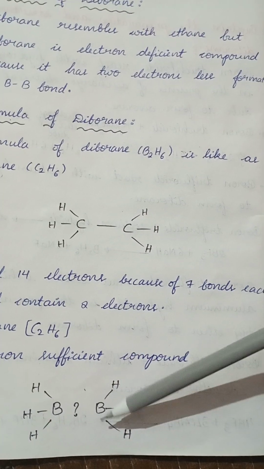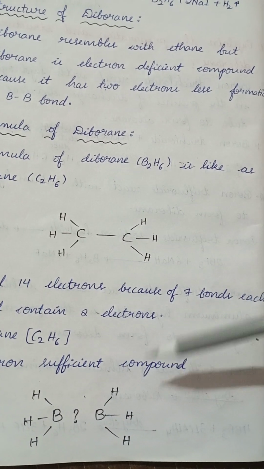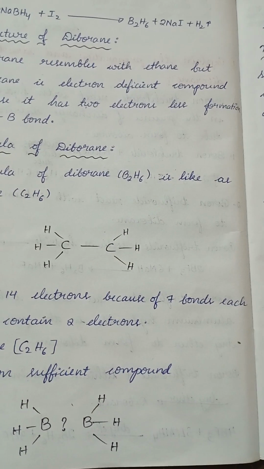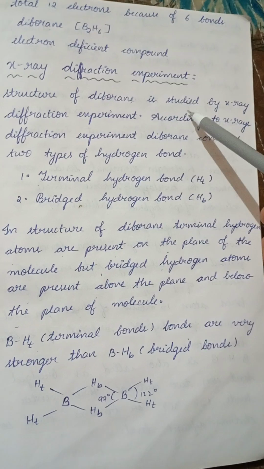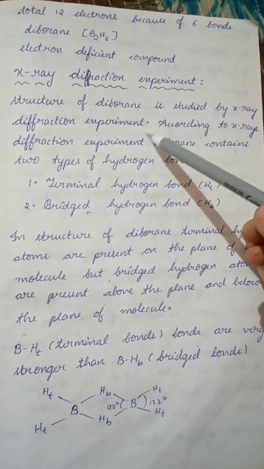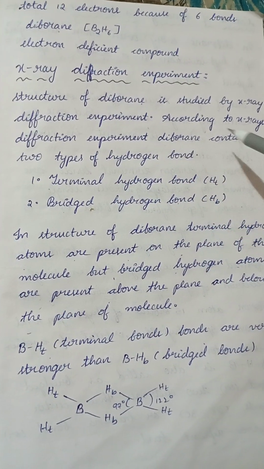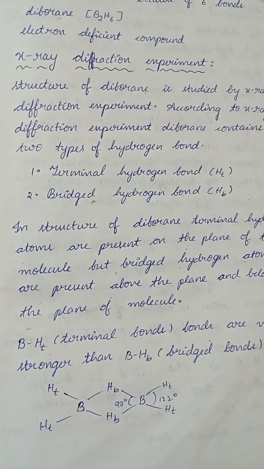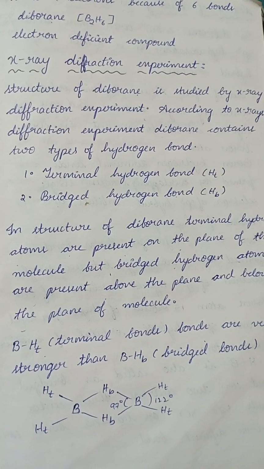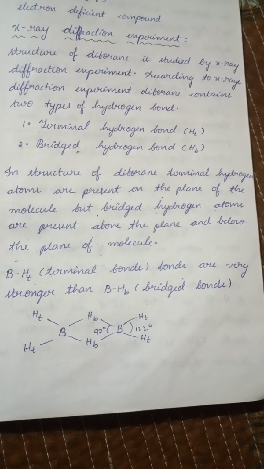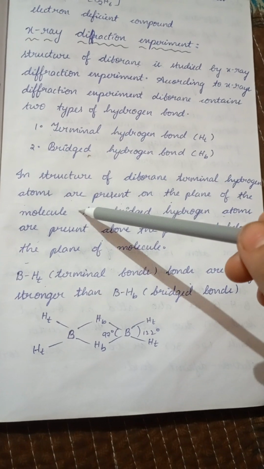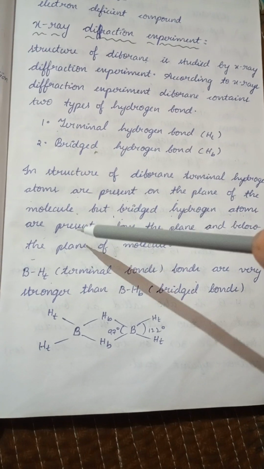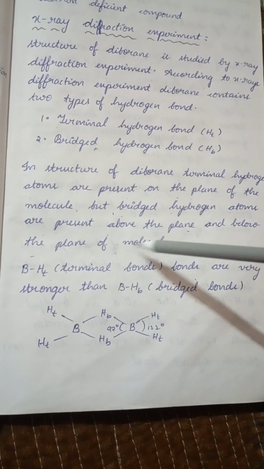To find more about this structure, we came to an experiment, that is the X-ray diffraction experiment. Structure of diborane is studied by X-ray diffraction experiment. According to X-ray diffraction experiment, diborane contains 2 types of hydrogen bond. First, terminal hydrogen bond. Second, bridged hydrogen bond. In structure of diborane, terminal hydrogen atoms are present on the plane of the molecule, but bridged hydrogen atoms are present above the plane and below the plane of molecule.